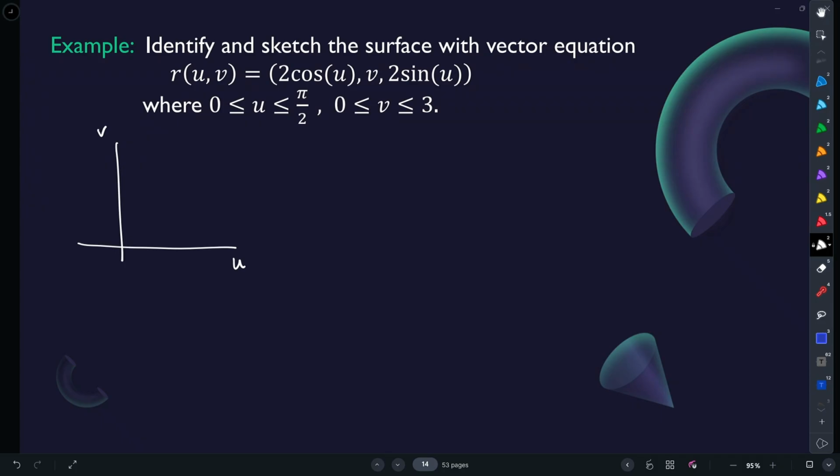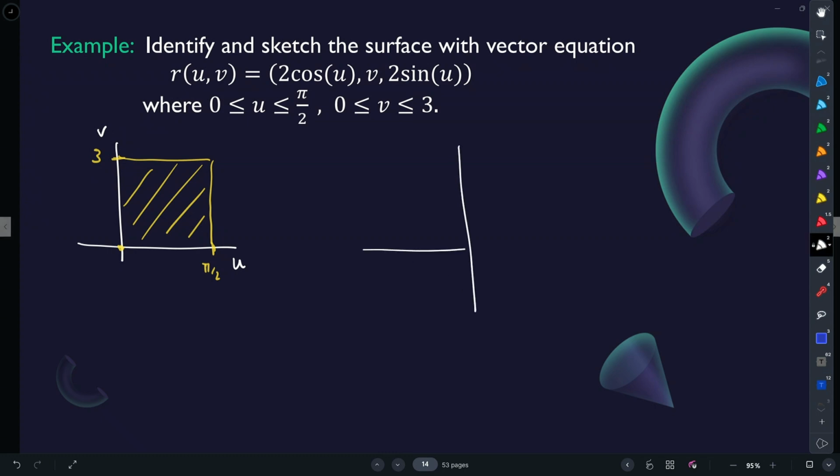And in this case, they are limiting what we can do with u up to pi over 2 and v from 0 to 3. So what happens if I stop there, up to pi over 2, in the xz plane? That is only from here up to here. So it's only a fourth of the cylinder.